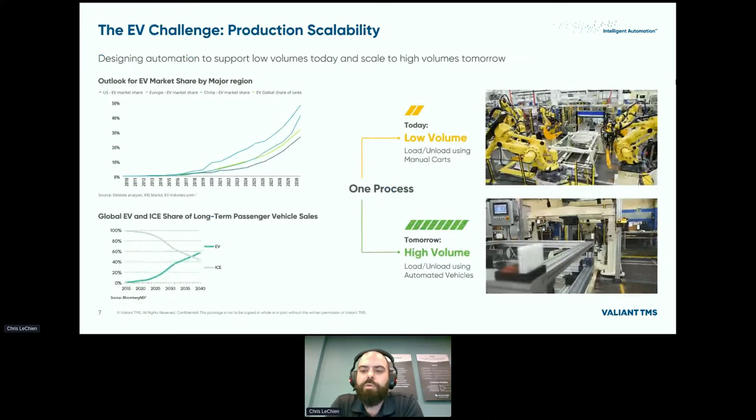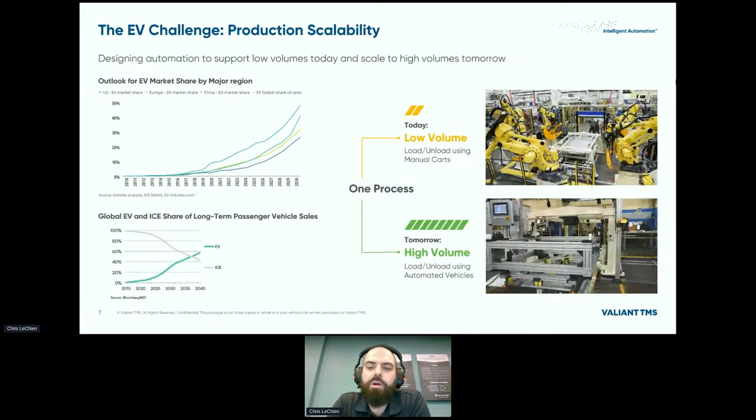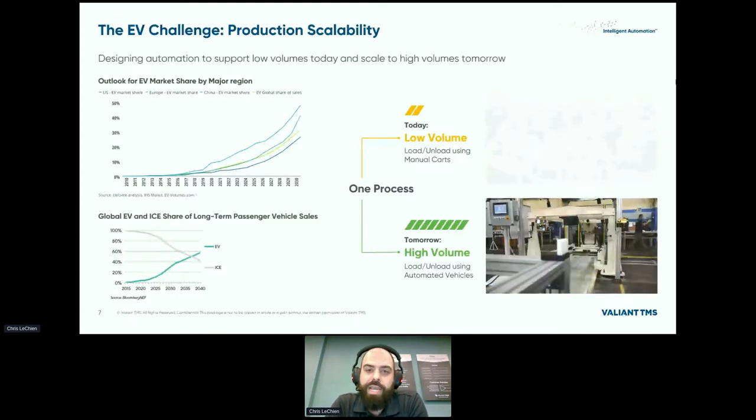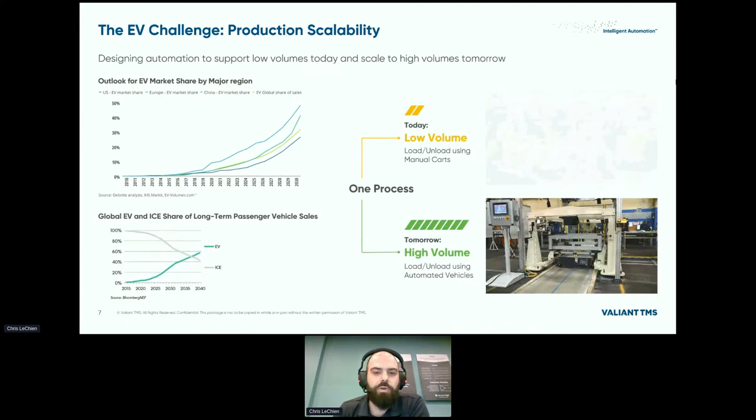This really is one of the big focusing challenges with the EV market right now. There's definitely a need for automation. When we look at the industry trends, we all know that production volumes are going to be increasing. But where we are right now, EVs still make up a very small percentage of the market. What Valiant is focusing on is technologies that can be utilized today with the current production volumes, but easily be ramped up in the future as those production volumes go up. So customers don't need to completely repurchase all their capital investment from the lower production volumes.